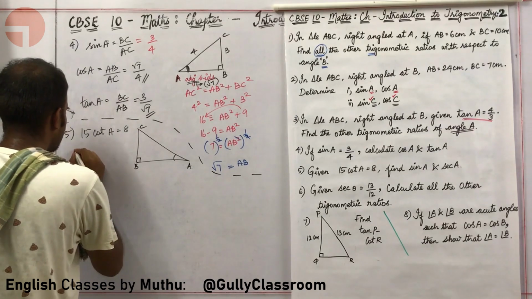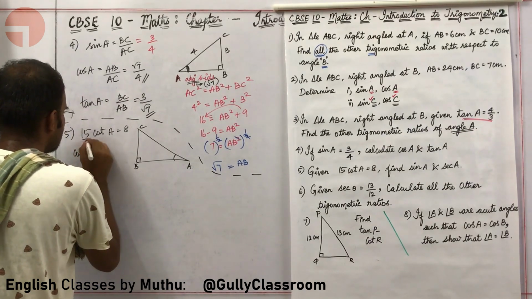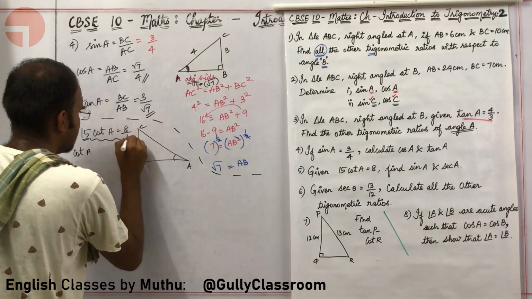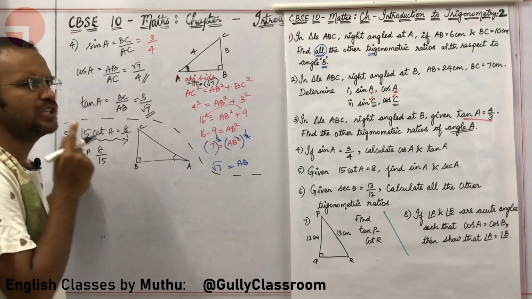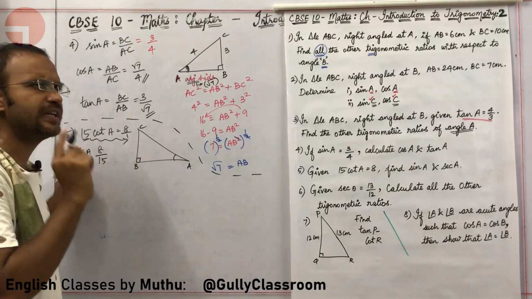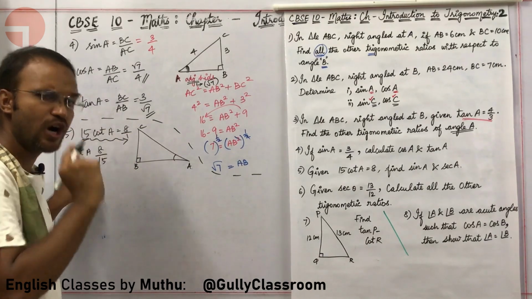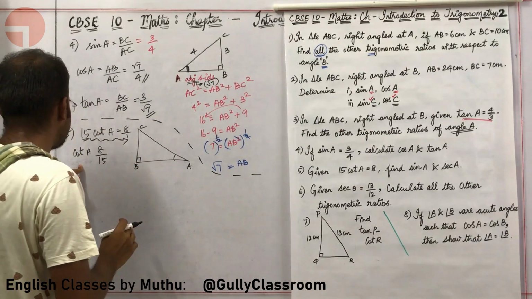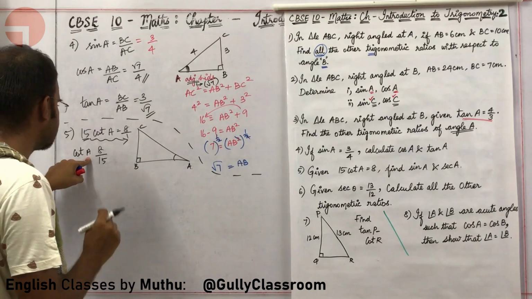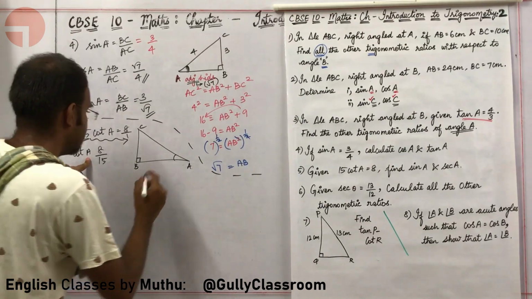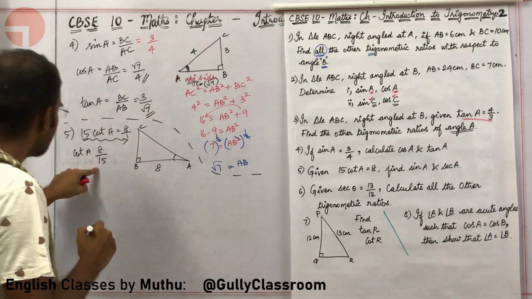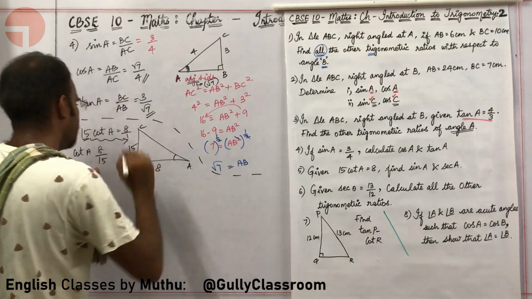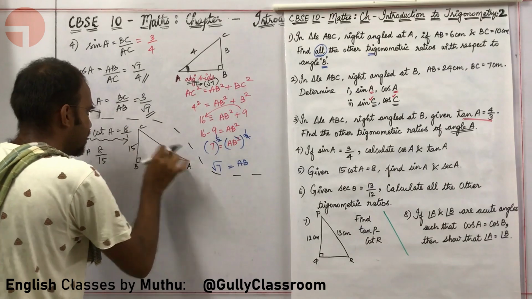They are giving the value of cot A. This 15 can be brought over here by cross multiplying, so I am getting 8 by 15. What is the formula for cot? Cot is adjacent side divided by opposite side. So let us substitute it over here. Cot A is adjacent side, which means 8 over here, and opposite side means 15 over here. I need to find the hypotenuse for this.